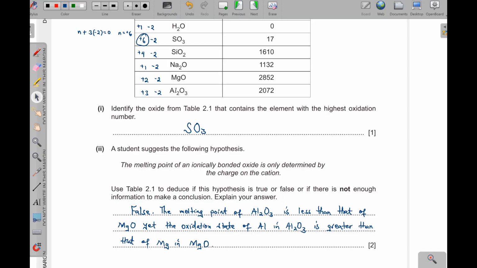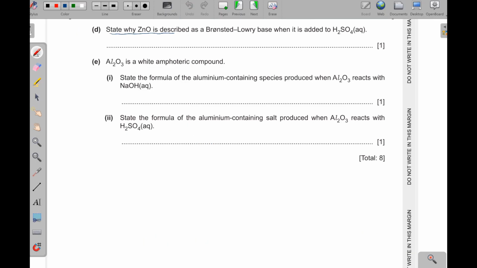So like that. Part D, state why zinc oxide is described as a Bronsted-Lowry base when it is added to sulfuric acid. What is a Bronsted-Lowry base? This is a proton acceptor, not so. So I'll just say zinc oxide accepts a proton, as simple as that. Accepts a proton.